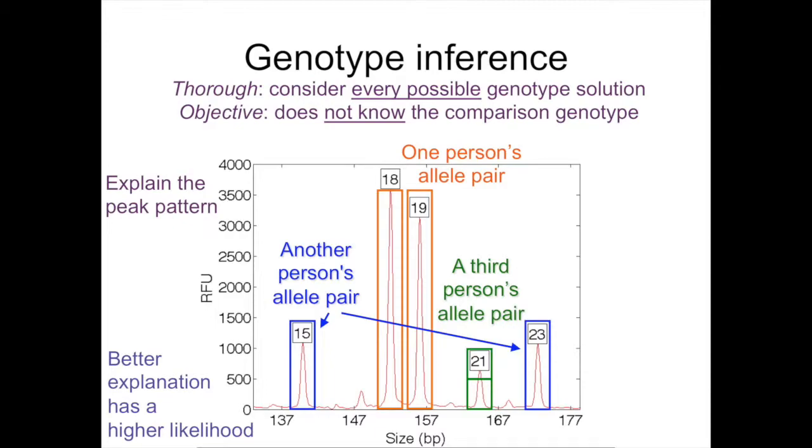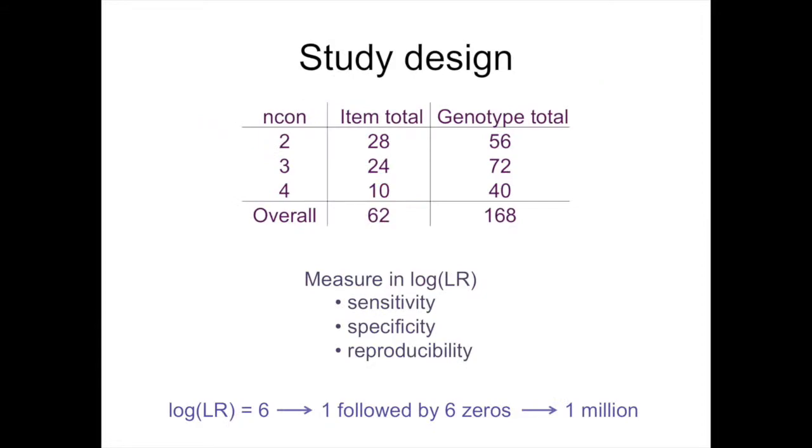So in this study, we looked at 62 different mixture items ranging anywhere from 2 to 3 to 4 contributors, with most of the mixtures being from 2 and 3 contributors. This yielded a total of 168 genotypes that we looked at in this study.